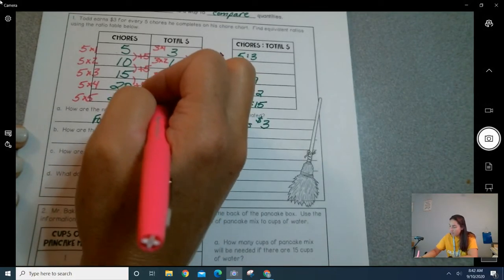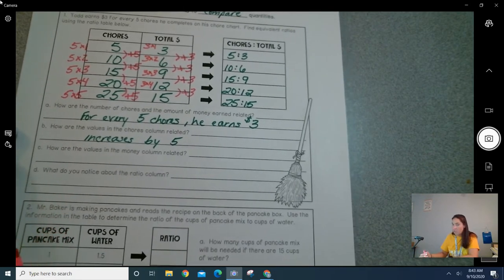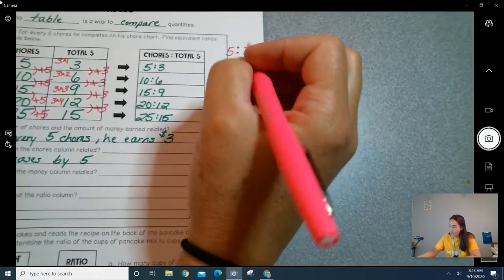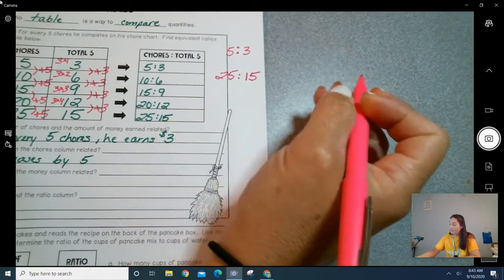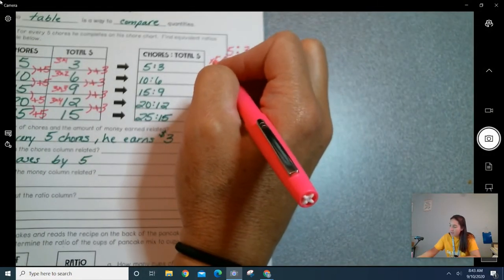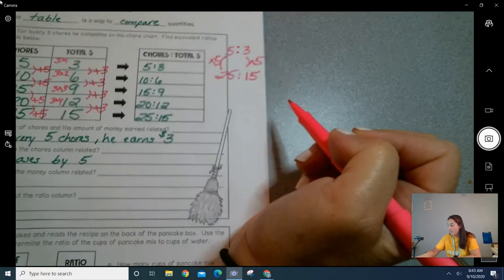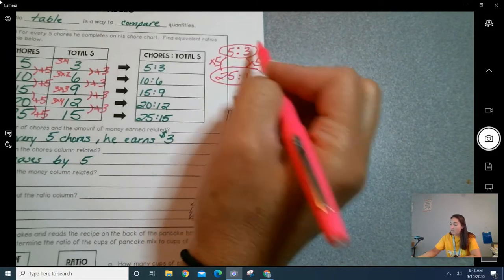And this one is 3 times 4. And so remember when we were doing ratios before, if we multiply by the same number, we get an equivalent ratio. So if I were to look at the 2 ratios, 5 and 3, and let's look at 25 and 15, I can see that if I multiply 5 times 5, I get 25. And if I multiply 3 times 5, which is the same number, I'm going to get 15. And so that's how I know that these are equivalent ratios.